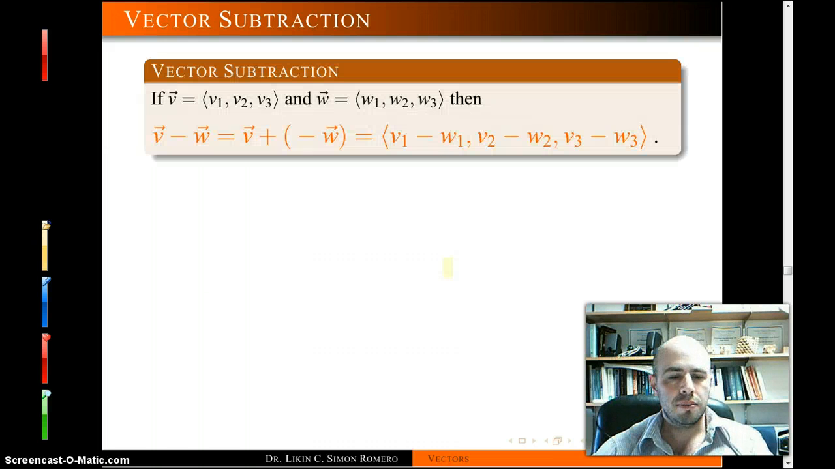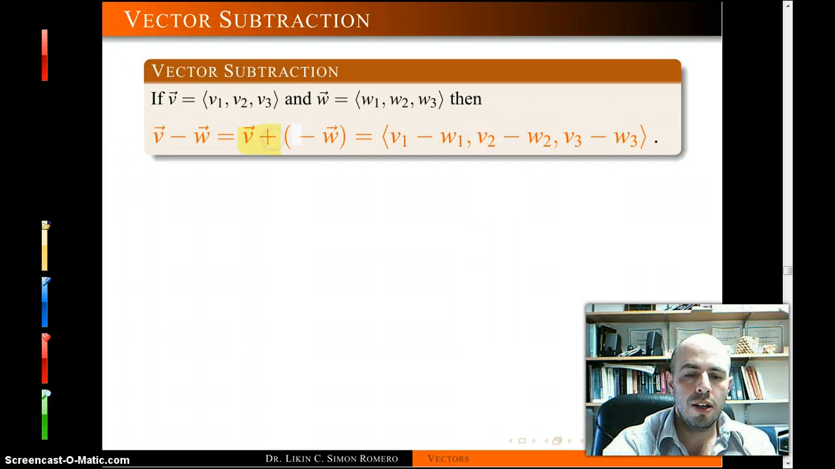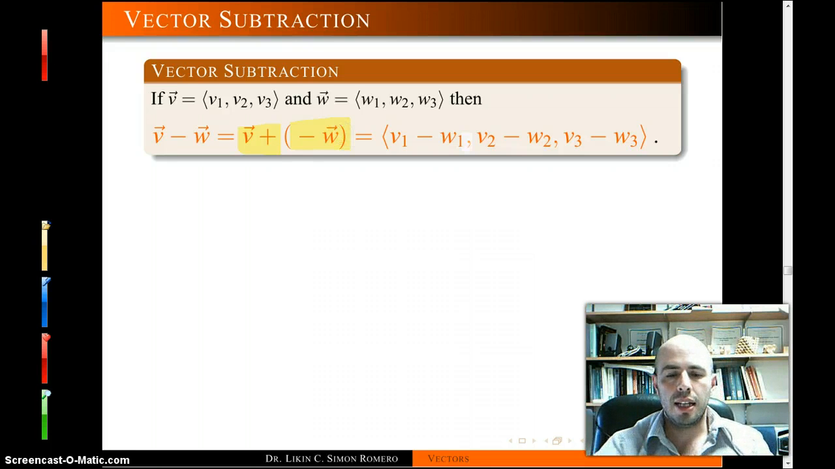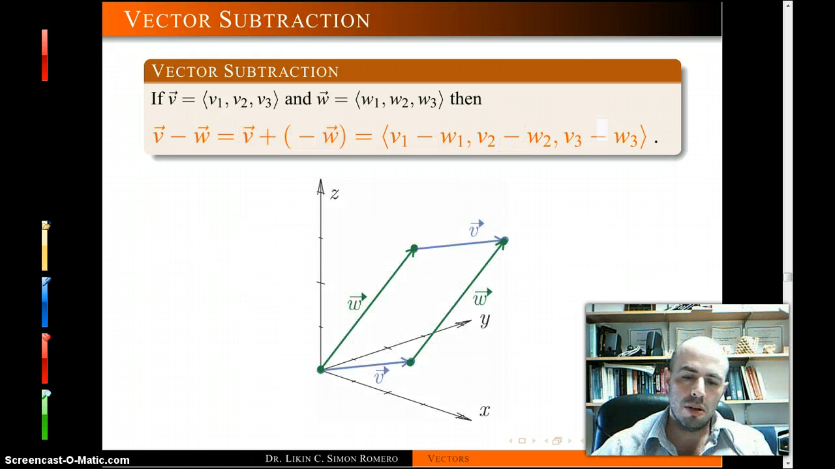Vector subtraction. If you have two vectors B and W, then B minus W is technically just going to be B plus negative W. So what you obtain is that you are just subtracting the corresponding components. In other words, you have something like this, and B minus W will be this one over here. Why? Because you can see it as the sum of B minus W, or the sum of minus W plus B.